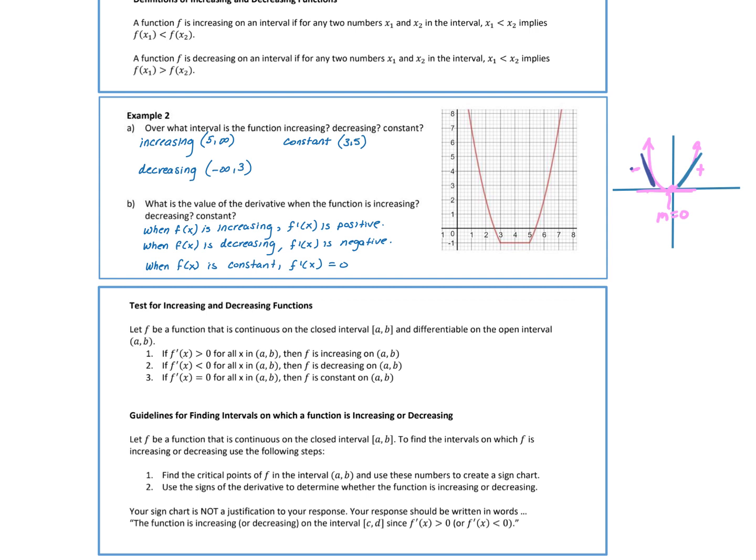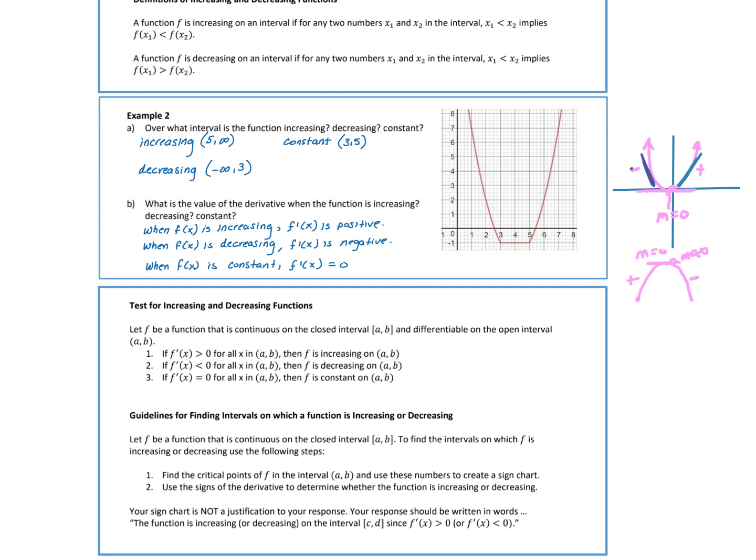If a graph goes from decreasing to 0 to increasing, it's going to be a minimum. If it goes from increasing to 0 to decreasing, so let's say like this, it's going to be a maximum. So again, the slope here is 0. Slope here is positive. Slope here is negative.